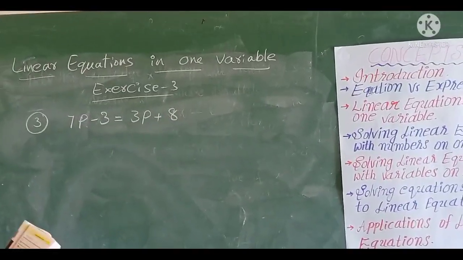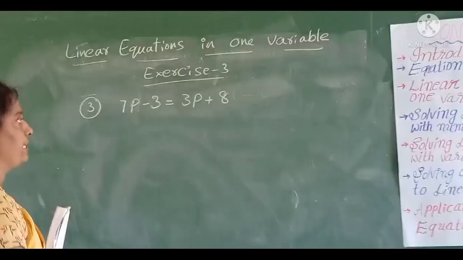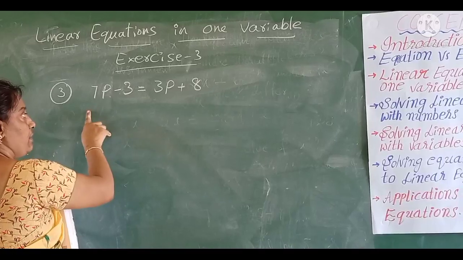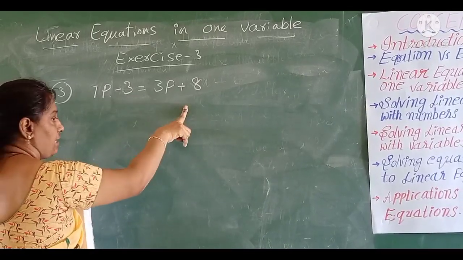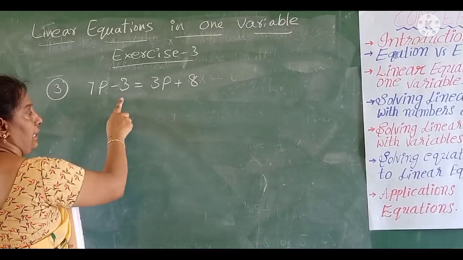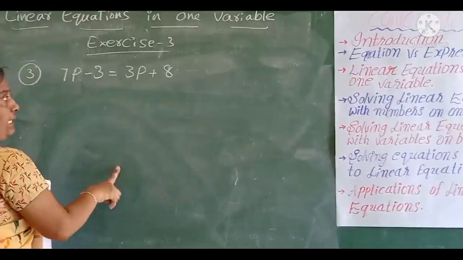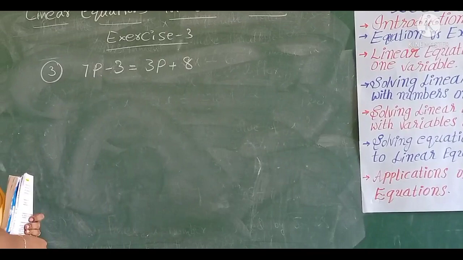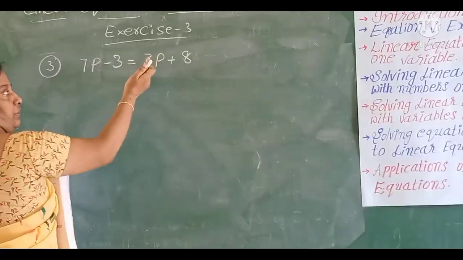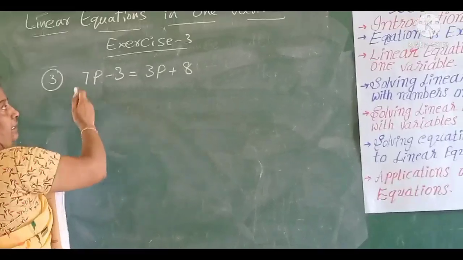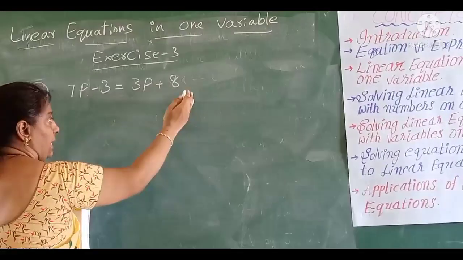See the one more question now. 7p minus 3 is equal to 3p plus 8. Here also variables on the left side and right side, and constants on the left side and right side also. To solve this type of equation, we have to keep the variables on the left side and keep the constants on the right side.